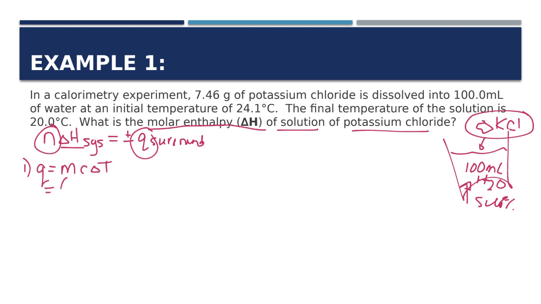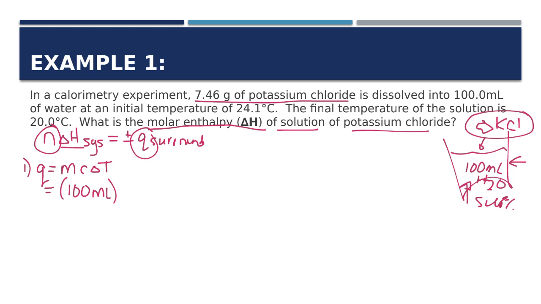Well, the mass of my water is 100 mils. Do not add in the mass of potassium chloride. The mass of potassium chloride is the mass of the system. And when you add that 7.46 grams of potassium chloride in here, that is not a liquid, okay? So if it was a liquid, my overall volume of my surroundings would go up.